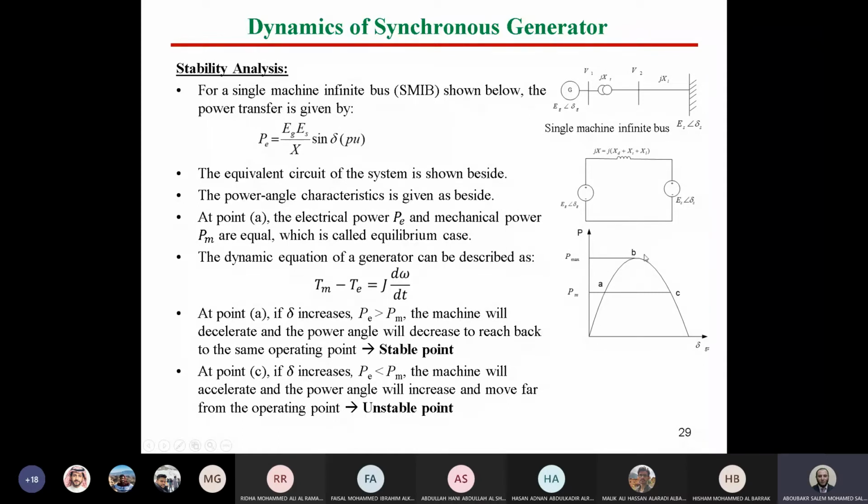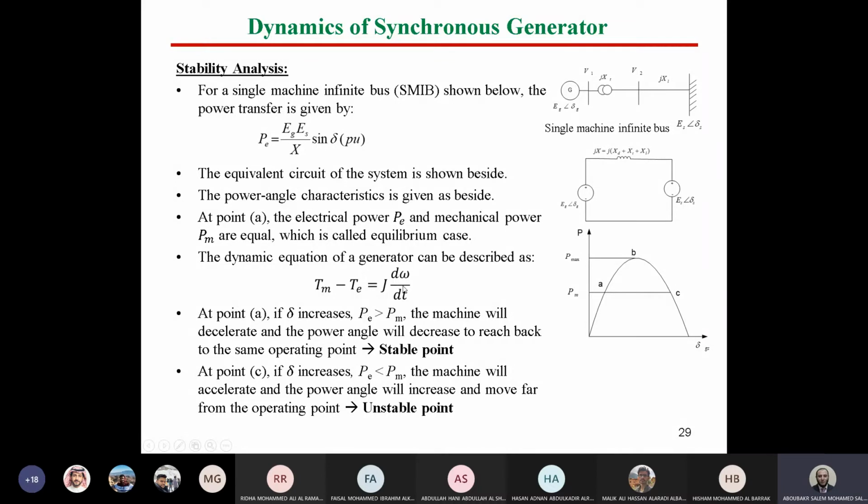As you can see, guys, this is now the electric power changing with delta, and we have a certain operating point by the intersection with PM at point A and point C. Let's see together at point A and apply the equation. If at point A we have a disturbance that increases the value of delta, so increasing the value of delta means P electric will be greater than P mechanical. So what will happen here, guys, when we substitute in the equation?